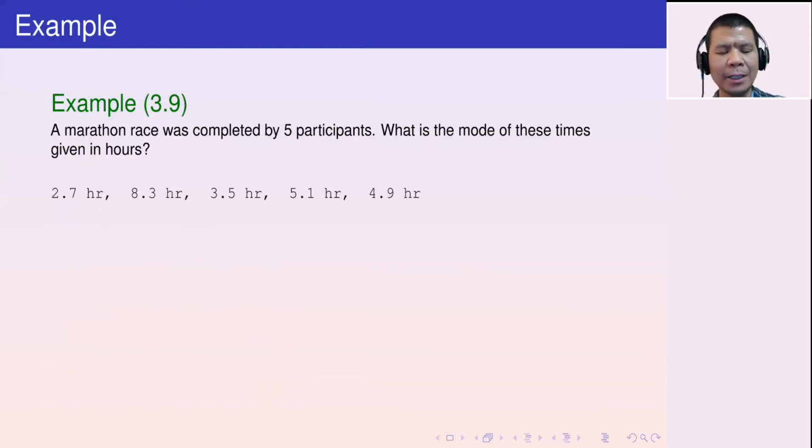Very good. Consider another one. A marathon race was completed by 5 participants. What is the mode of these times given in hours? So what is the mode for this one? Do we have a mode, firstly? Okay, so we do not have a mode, right? Why do we not have a mode? Because all these values are distinct. There's no repetition of any value, right? So there is no mode.